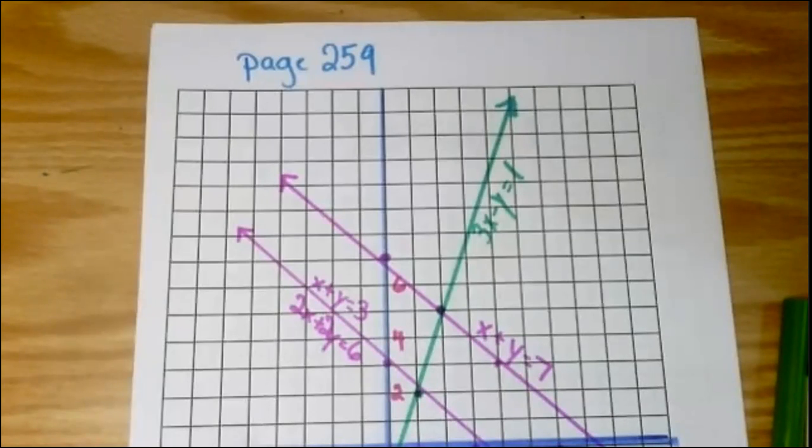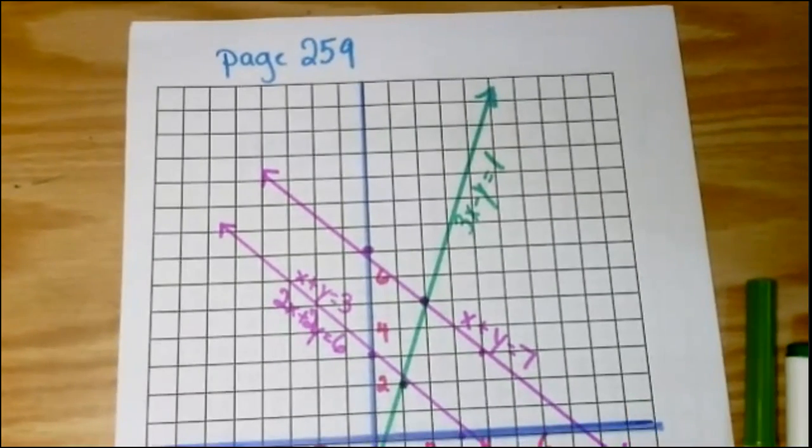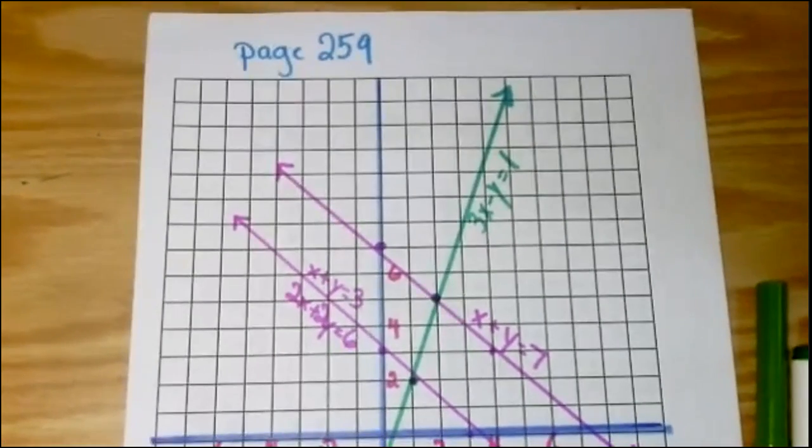Okay, this is page 259. If you need to pause the video to get to that page, please do so, and then I will see you back in a moment. So page 259, we have an explore activity, and I wanted to show you how this looks with graphing to figure out whether something has one solution, infinitely many solutions, or no solutions.